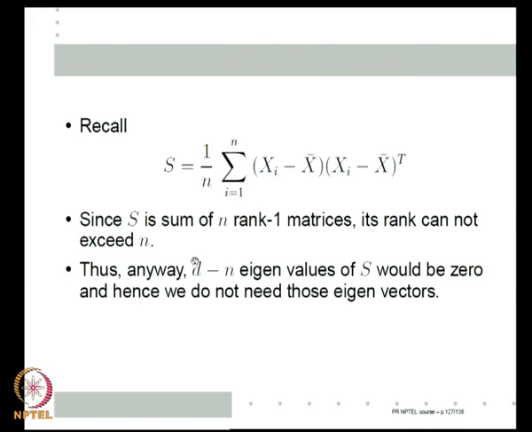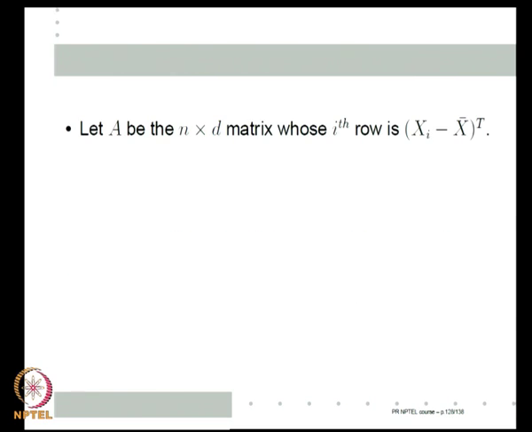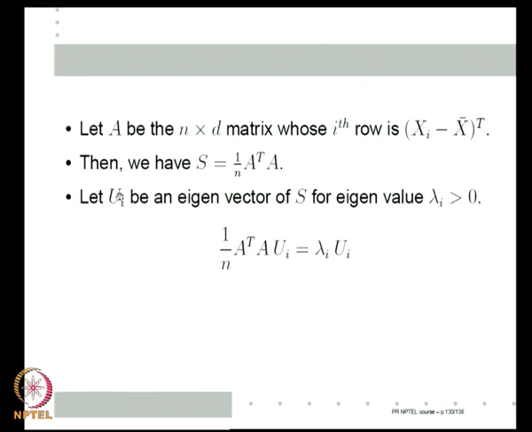So, I should be able to work with just n eigenvectors. If I want to work with n eigenvectors, I should be able to find eigenvectors of an n by n matrix. So, what n by n matrix should I use? Let A be the n by d matrix whose ith row is (xi minus x bar) transpose. Then by definition S is 1 by n A transpose A. Let ui be an eigenvector of S with an eigenvalue lambda i that is greater than 0. That means 1 by n A transpose A ui is lambda i ui.